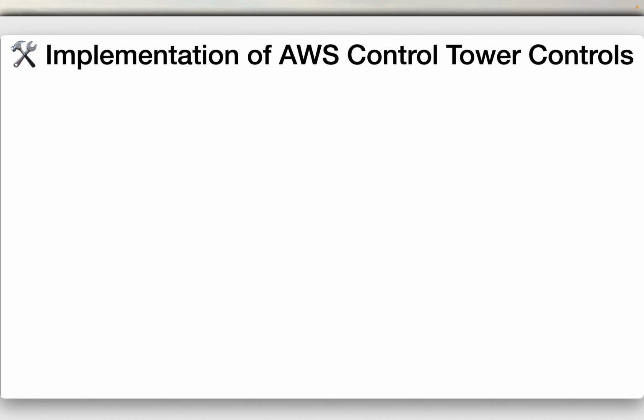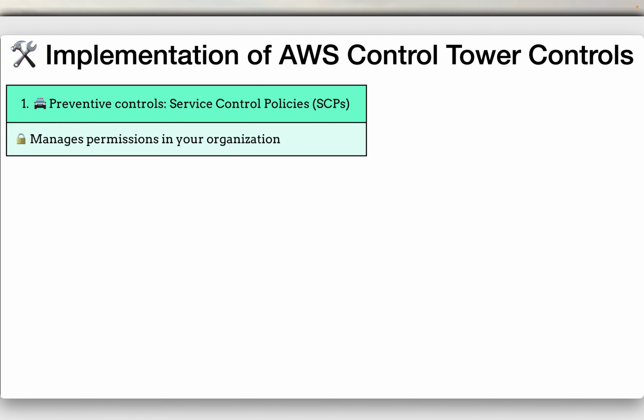Okay, implementation of AWS Control Tower controls. In AWS Control Tower, preventive controls are implemented with service control policies, SCPs. So under the hood, preventive controls are implemented using SCPs, and SCPs are a type of organizational policy that you can use to manage permissions in your organization.